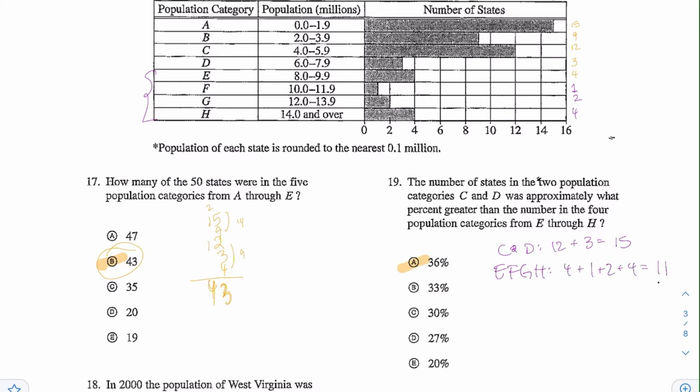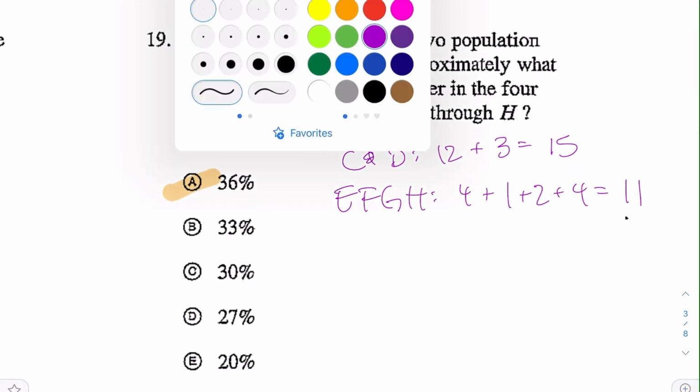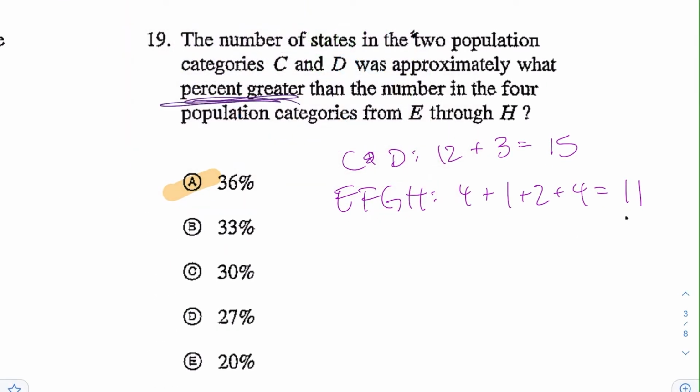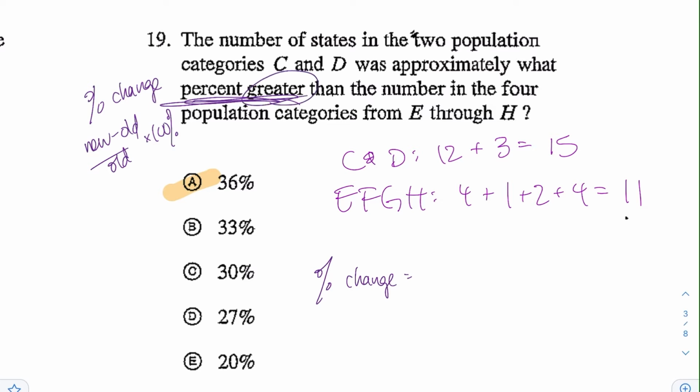That would be 11. So again, because you want a percent greater, that means it's a percent change question. And the formula for percent change is new minus old divided by old times 100%. So in this case, you want to know it was what percent greater. So the new one will be 15 minus the old, which will be the 11. So it'll be 15 minus 11 divided by 11, which will give you positive 4 out of 11.